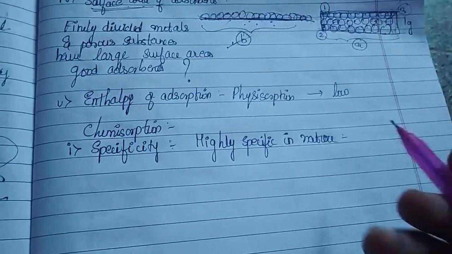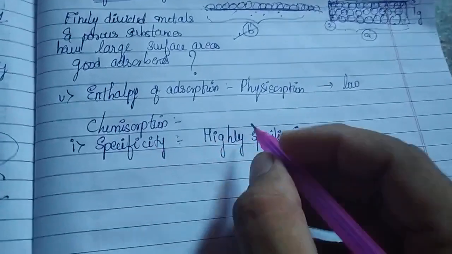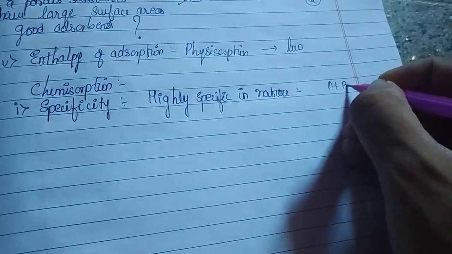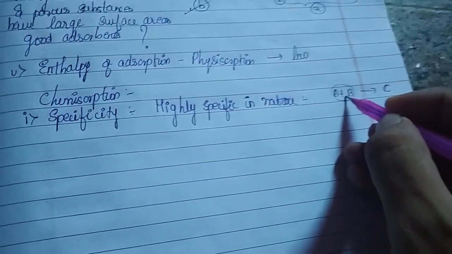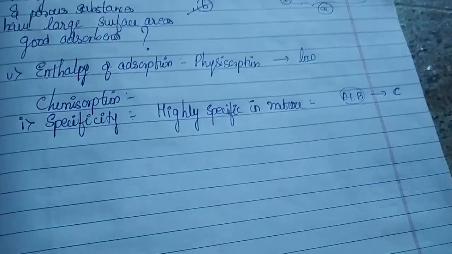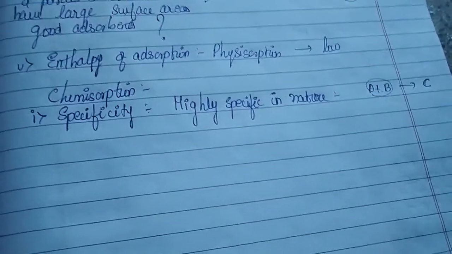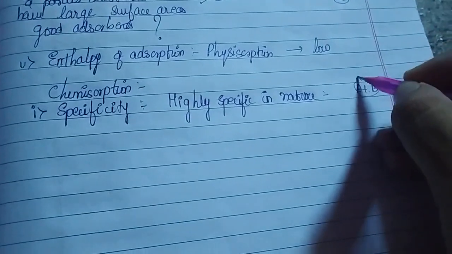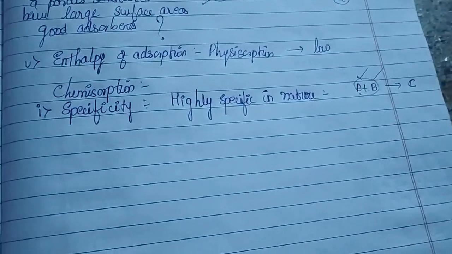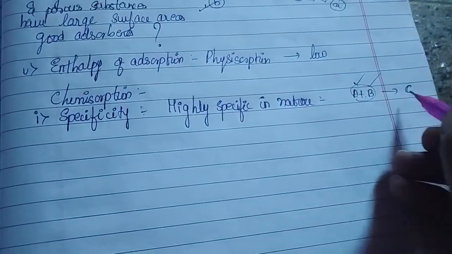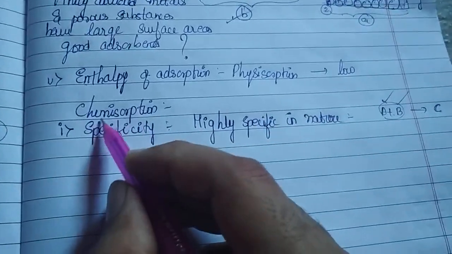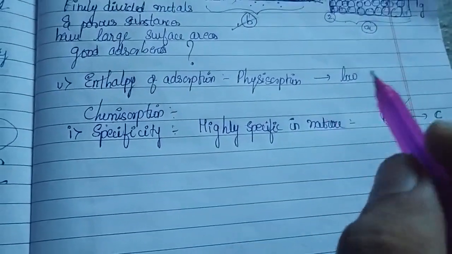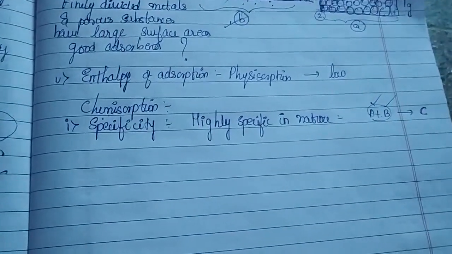Yes. It is mainly because we know that if two molecules A plus B have to give rise to C, this A plus B has to form a chemical bond between them. And in order to form such a chemical bond, what should happen? A should be reacting with B. That is, these two reactants should be highly specific. That is the reason we say chemical adsorption is highly specific in nature.